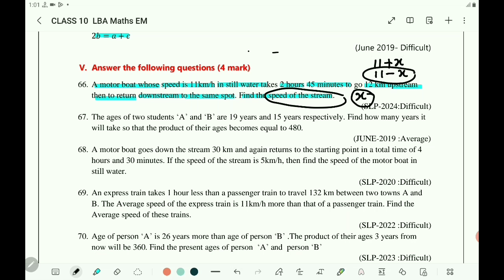Now, time taken in the upstream is distance by speed, that is 12 by 11 minus x, and in the downstream it is 12 by 11 plus x, and total time taken is given, that is 2 hours 45 minutes.